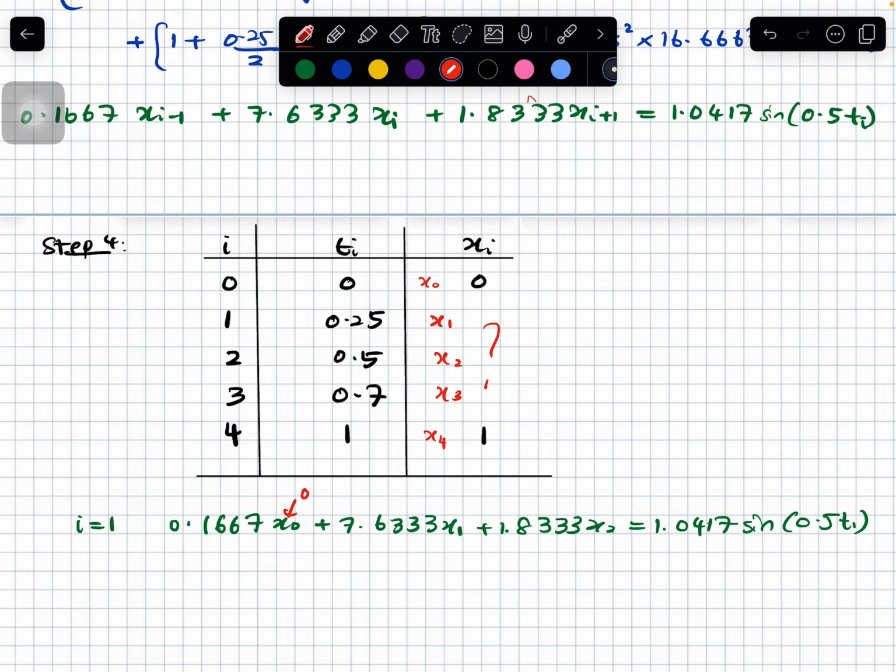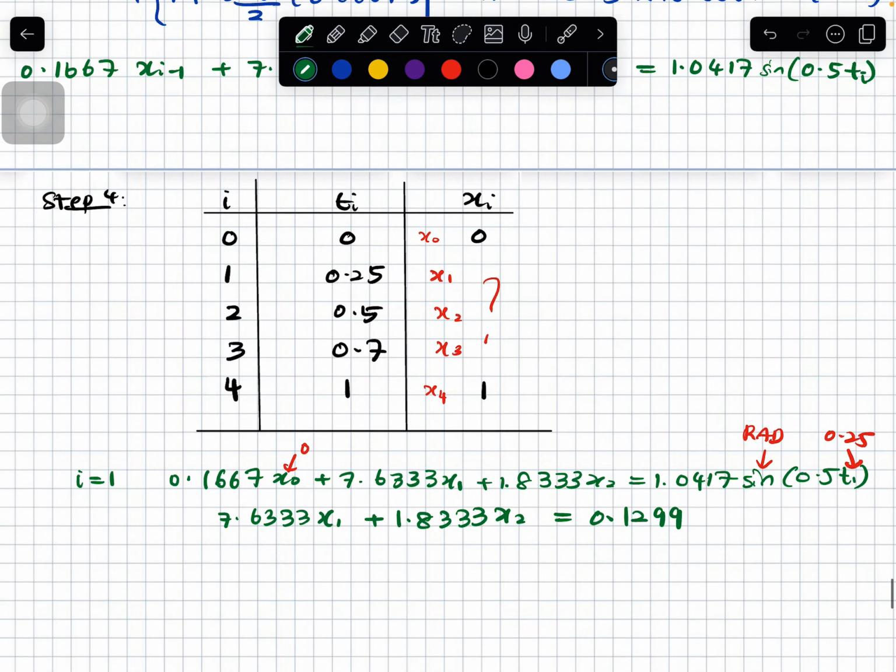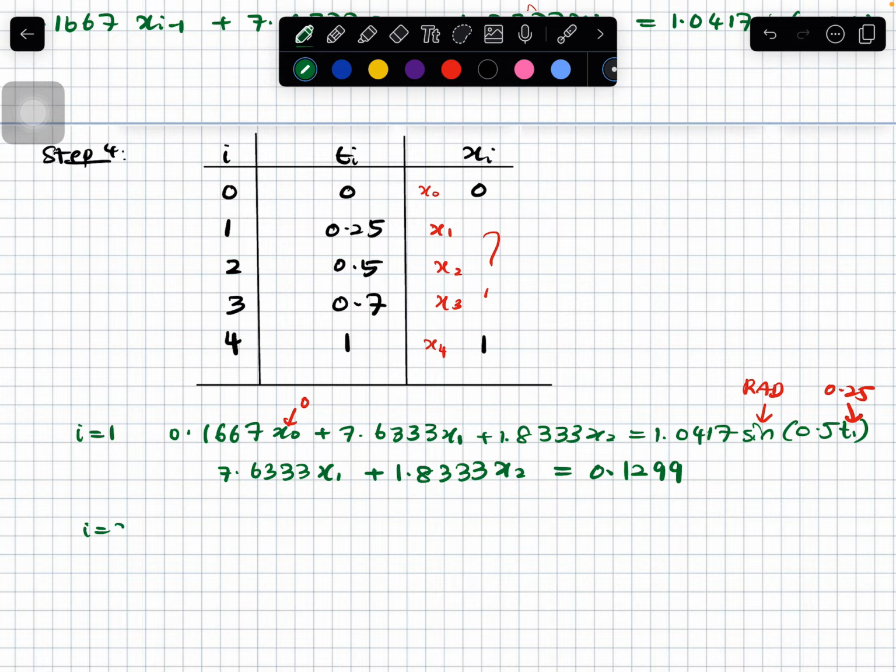And then what else we can substitute is the value of t1. What is t1? t1 is 0.25 here, okay? i is 1, so 0.25. Okay, make sure you are using radian because we have trigonometric functions here. Yeah, in your calculator you have to set it to radian mode. And then what we have is here. Then we go to the next iteration when i equal to 2.